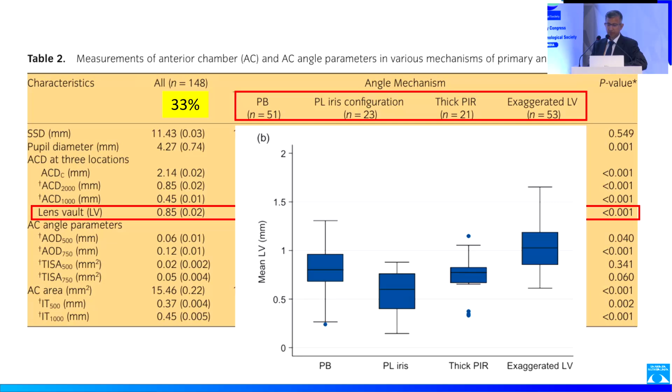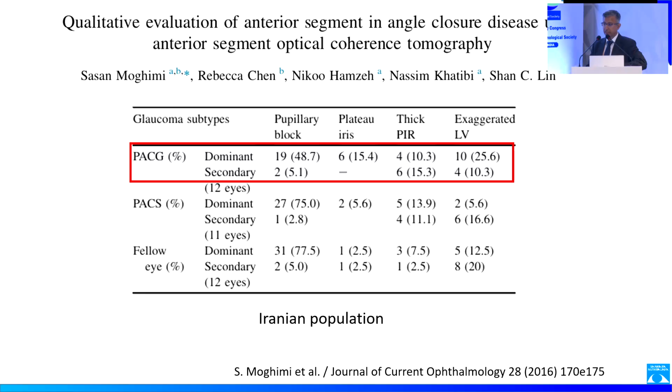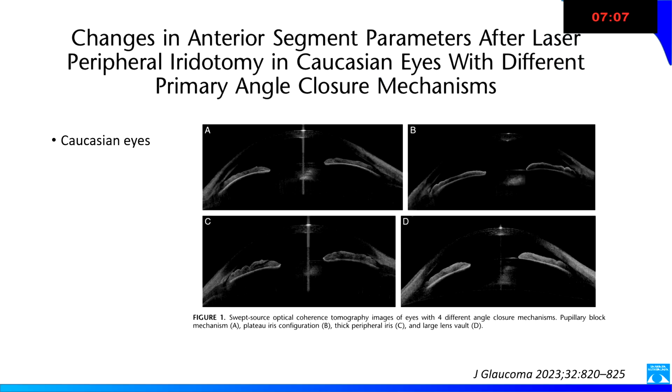What they found here was that in about 33% of patients, an exaggerated lens vault was the reason for the angle closure. So in about a third of eyes, the lens was possibly the most important angle closure mechanism. A similar study was done in an Iranian population, and here too you find that in about 25% of patients, an exaggerated lens vault was the reason.